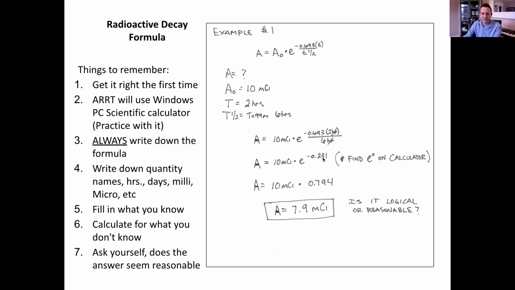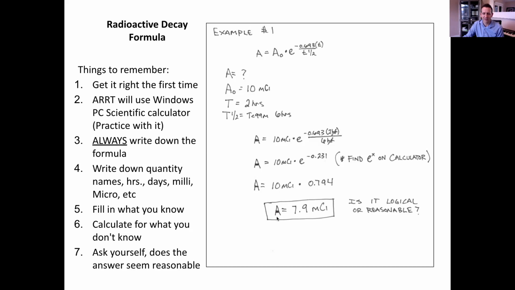Now, what you're going to do at this point is find that little e symbol on your calculator, that log symbol, and put in negative 0.293, and then push this e button. When I did that on my calculator, I got 0.794. What that does is it takes it out of this logarithmic form into a normal number. So now I've got activity equals 10 millicuries times 0.794.